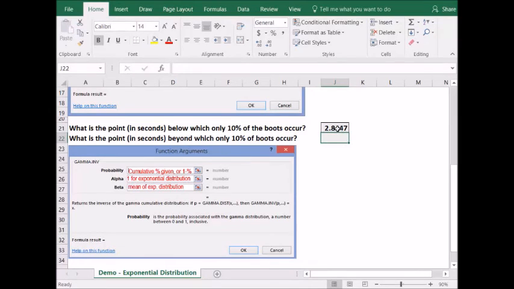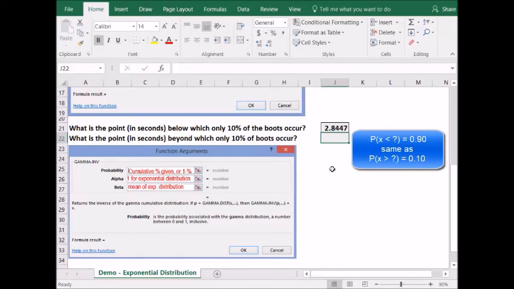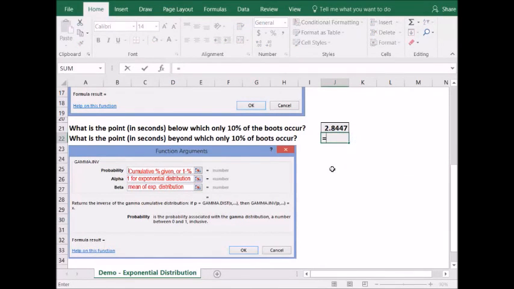The next one says, what is the maximum time beyond which only 10% of boots occur? Well, if we want to do this as a cumulative probability, which is what the gamma.inv function is, what we really need to find is the limit below which 90% of boots occur, because that's also the point at which 10% require longer than that time period. So equals gamma.inv, and 0.9 for the probability. The alpha is 1 and the beta is the mean of my distribution, and that's 62.17 seconds.